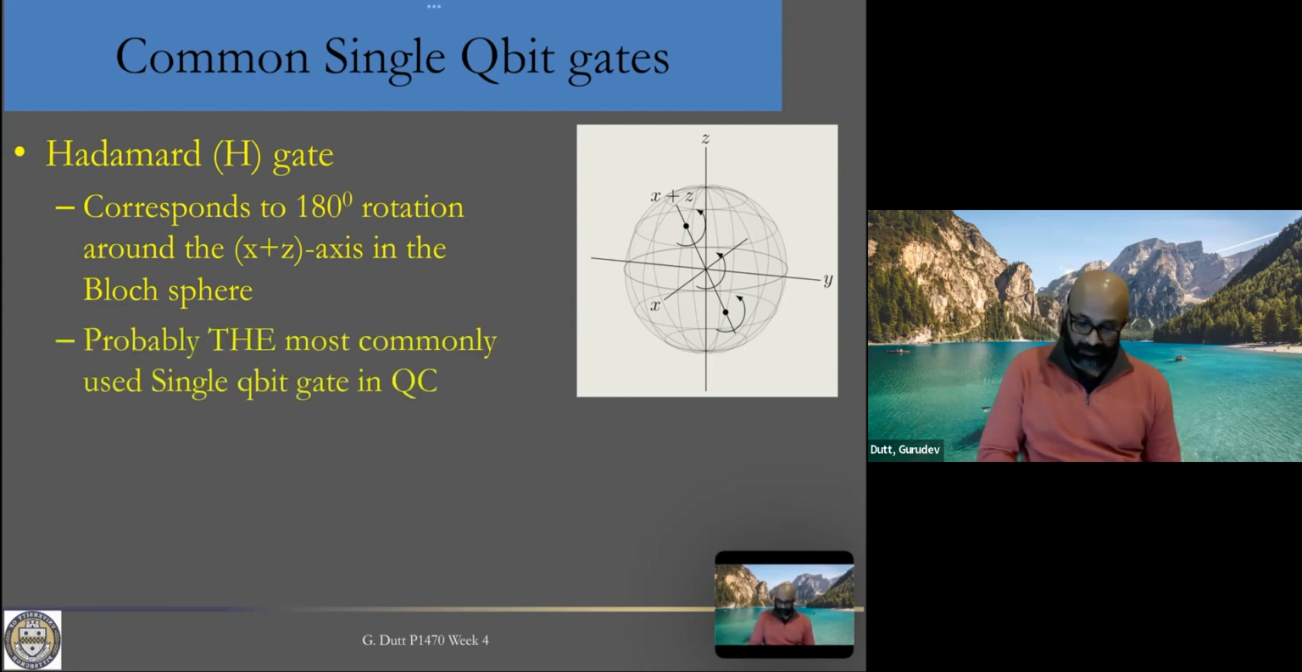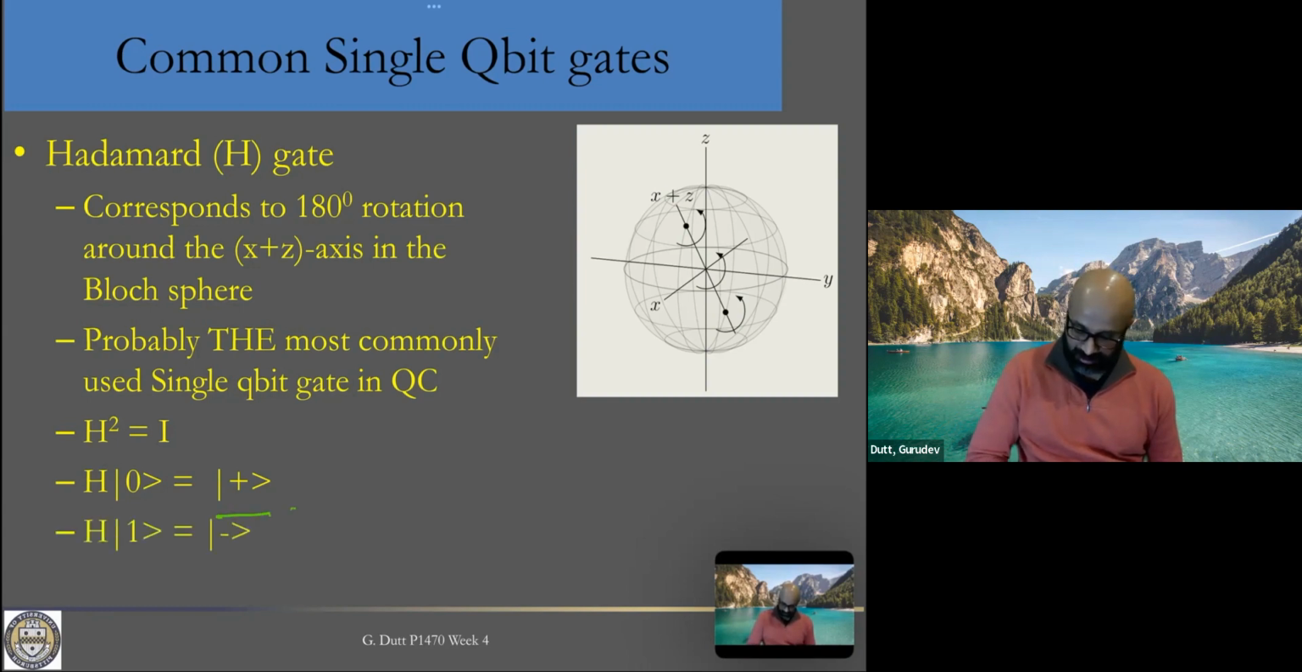So it's very weird looking, but its action on qubit states is actually going to be very simple when I write it down in a minute. Once again, H squared, because it's a 180 degree rotation, if I do it twice, I'm going to bring everything back to the way it was. So H squared gives me the identity operation. Now H acting on 0 gives me the state plus. I'm defining this, not proving it yet, but we will see in a minute how to prove it. H acting on the state 0 gives me the state plus, and H acting on the state 1 gives me the state minus.